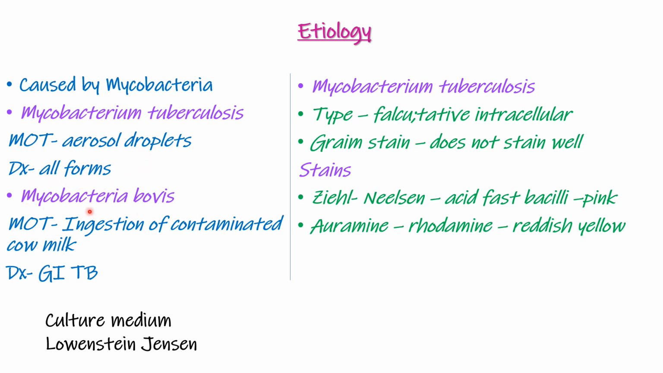Next is Mycobacterium bovis. We get it from ingestion of contaminated cow milk, and it gives us GI TB, that is abdominal TB. So Mycobacterium, to be specific, is a facultative intracellular organism. Gram stain does not stain it because of the mycolic acid, so it has a specific stain that we use so that you can identify it.